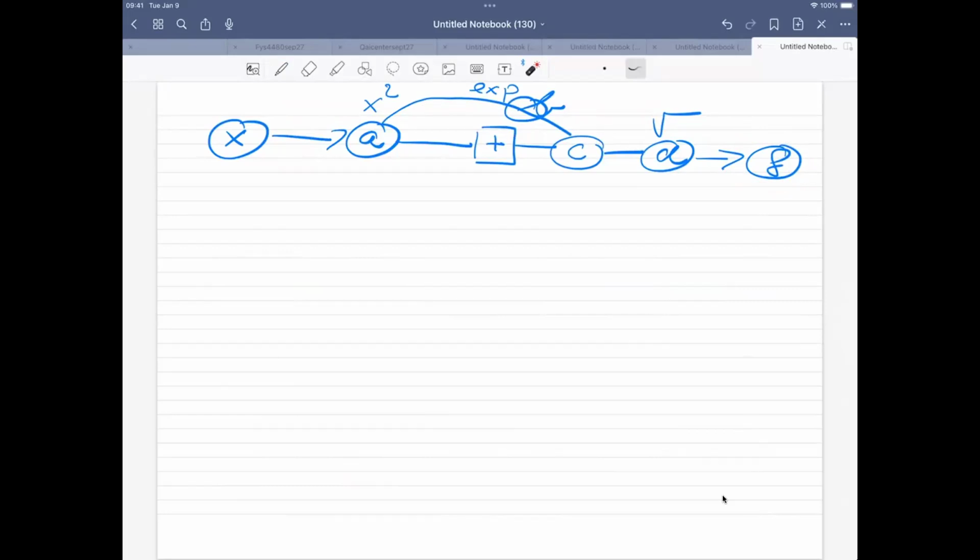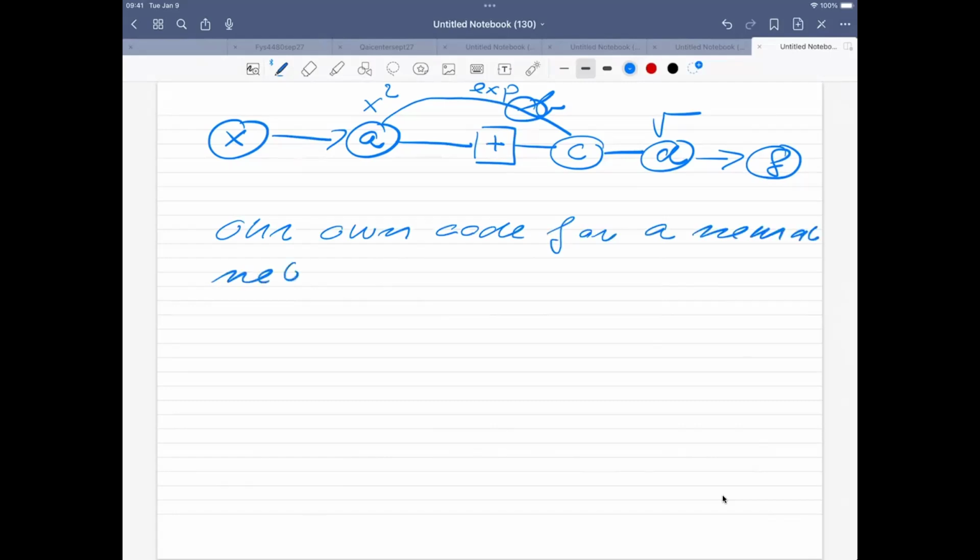So let's now make a change. And we are going to look at a simple model. And this is going to be our first encounter with a neural network. So let's now build up our own code for a neural network. So the first step we're going to do is actually to start with a simple perceptron model with scalars only.